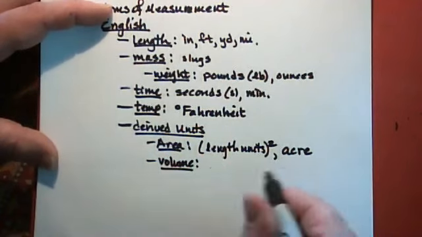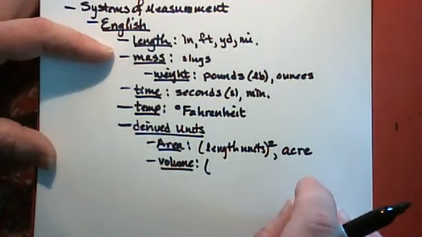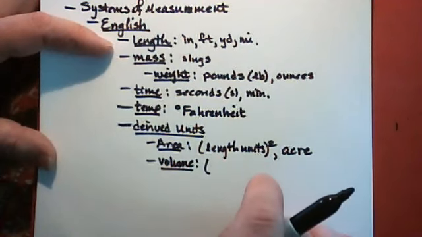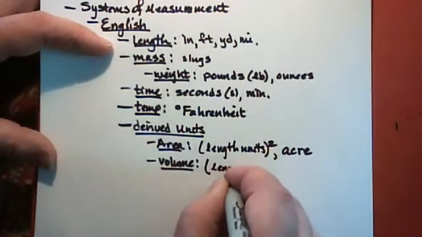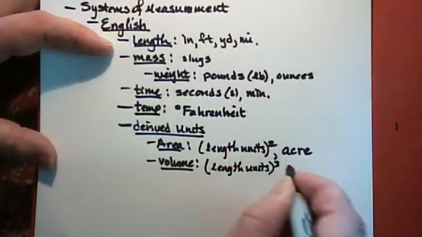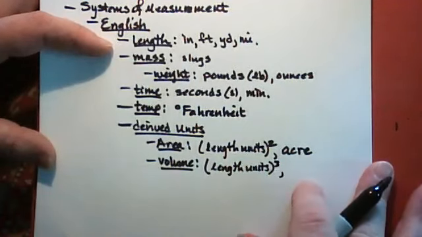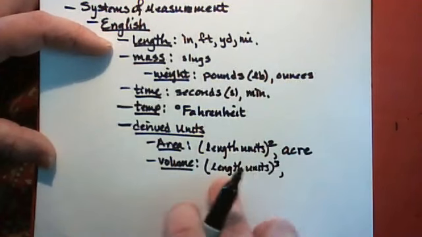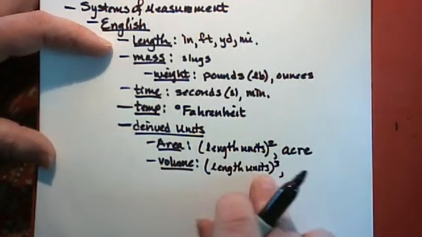And there's also volume. Volume, if you have a regularly shaped object, is usually calculated as length times width times height, and width and height are also types of length, so they would use the same units as length. And so volume can be expressed as length units to the third power, or length units cubed. So things like cubic inches or cubic feet, cubic yards, cubic miles, those would all be units of volume.